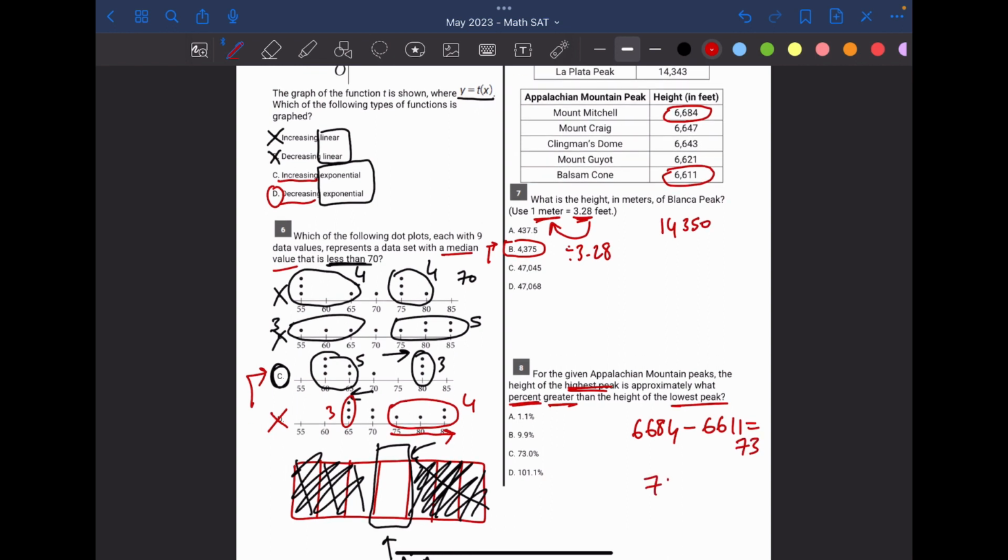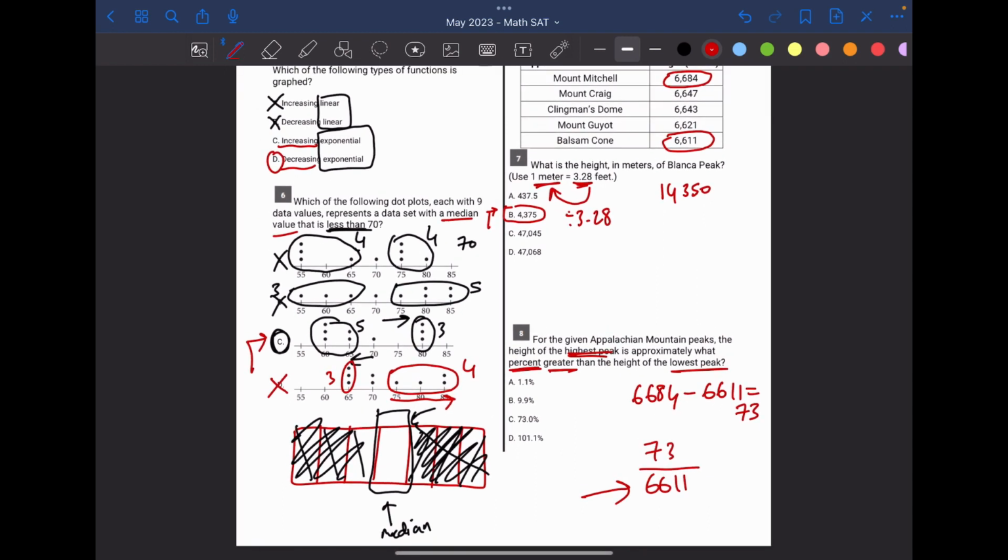So you'd have 73 over 6,611 because this is the value you're going from. Let me write this with an arrow, actually: you're going from 6,611 to 6,684. So the denominator always has to be the number that you started with. Since we started with this number, we're going to do it in green, it has to go to the denominator. And then this would be the difference.